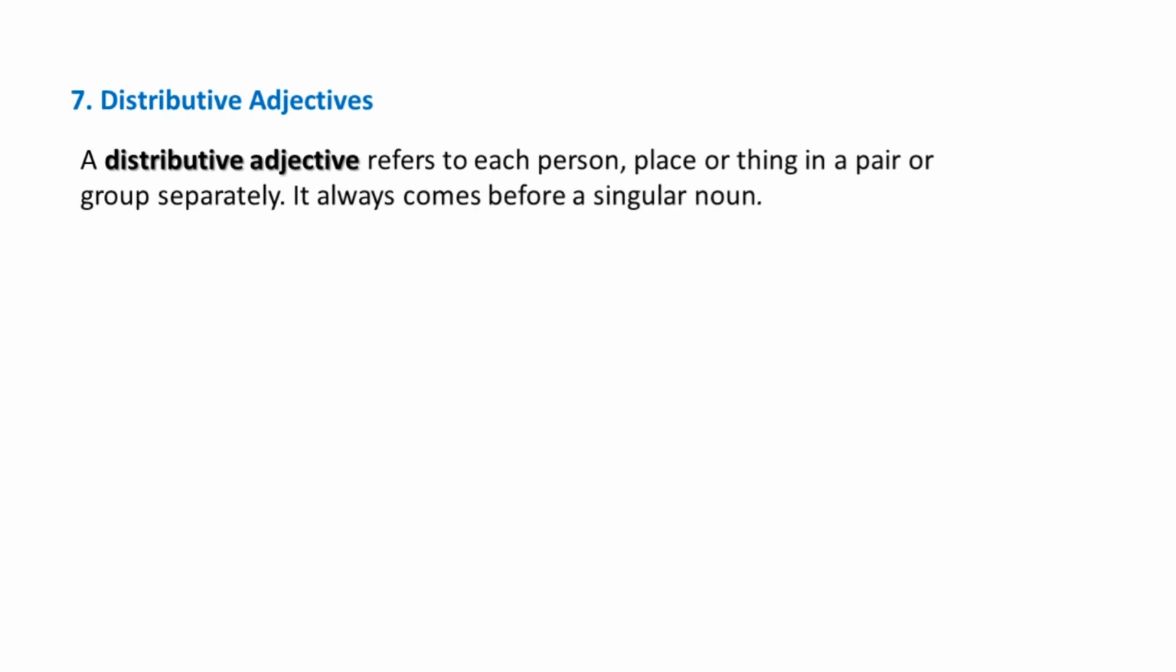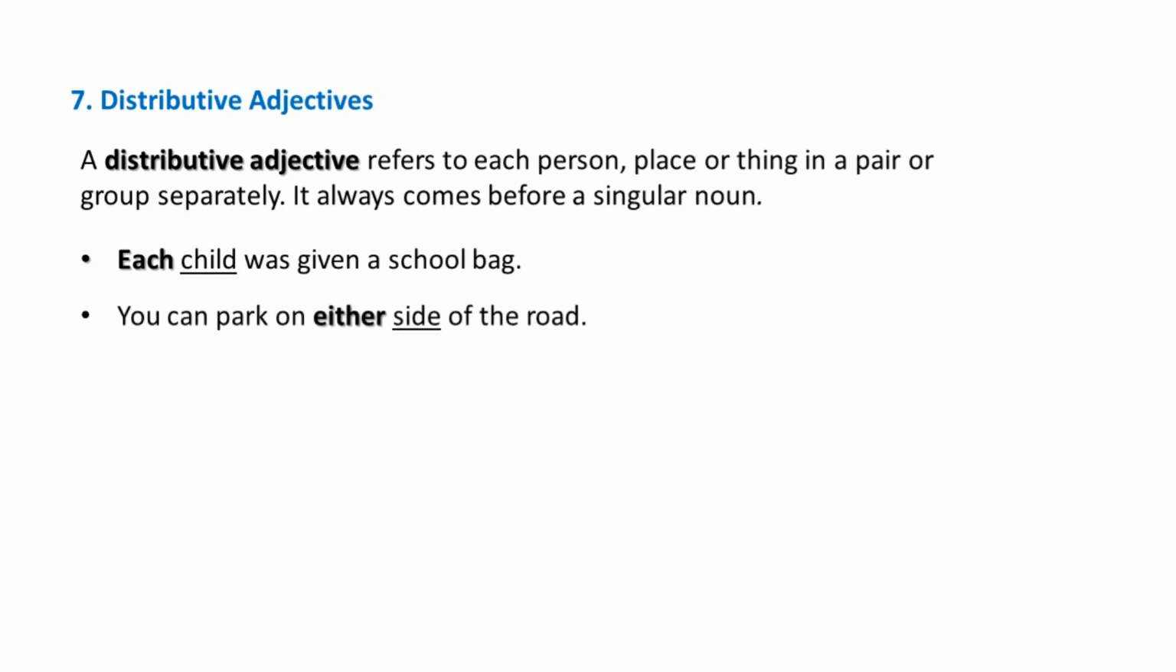A distributive adjective refers to each person, place or thing in a pair or group separately. And it always comes before a singular noun. Let's see the examples. Each child was given a school bag. You can park on either side of the road. Neither gate has a guard posted outside. Let us analyze these examples.